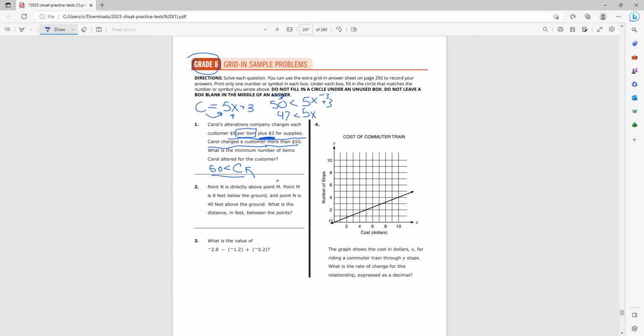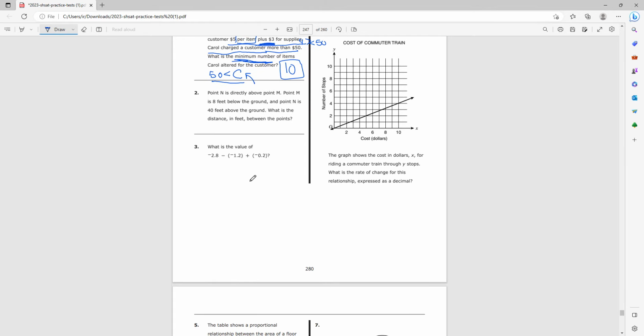And it's asking us for the minimum number. So what is the smallest value of x that'll give us a number greater than 47? That number is going to be 10, because 5 times 10 is 50, and 50 is greater than 47. That is the smallest number that'll give us a number greater than 47. So the answer is 10. So if the customer asks for 10 items, the total cost is going to be greater than $50, and that's our answer for number 1.